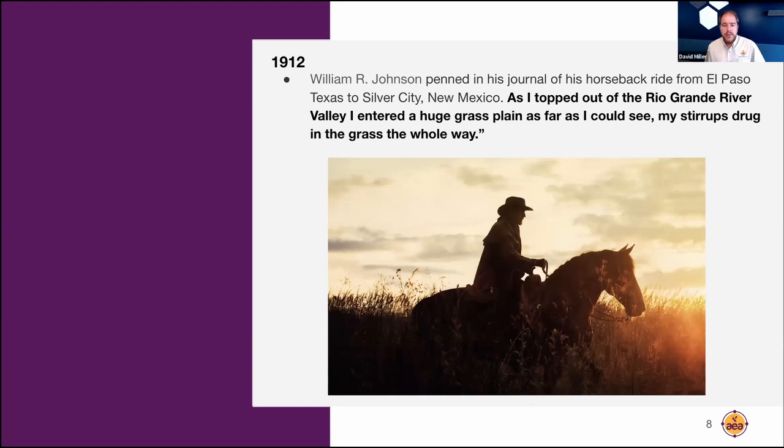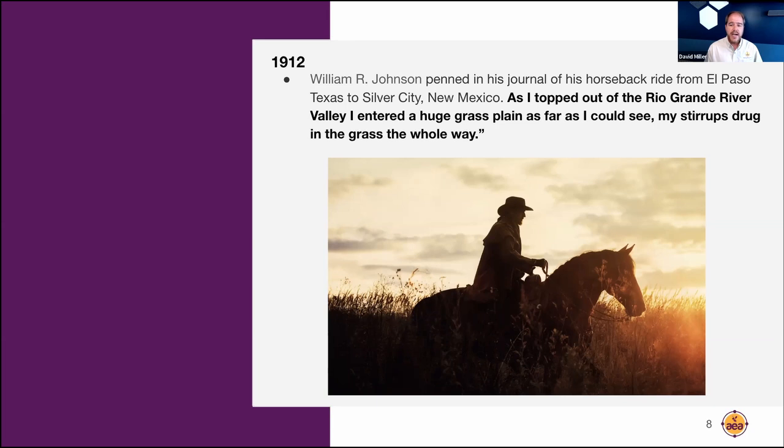This quote is by William R. Johnson, the great grandfather of the inspirational leader James Johnson, who is a friend of many of us. I've been very inspired in watching James as he has evaluated the course of his farm and the changes that he's making. But his great grandfather wrote in 1912, concerning a trip that he made from El Paso, Texas to Silver City, New Mexico, right through Deming, New Mexico.